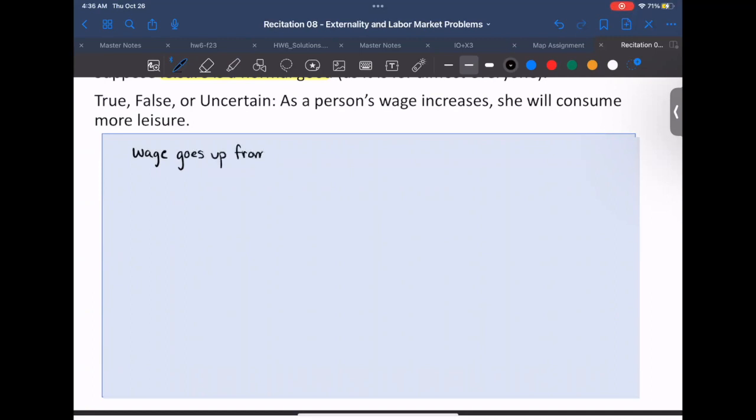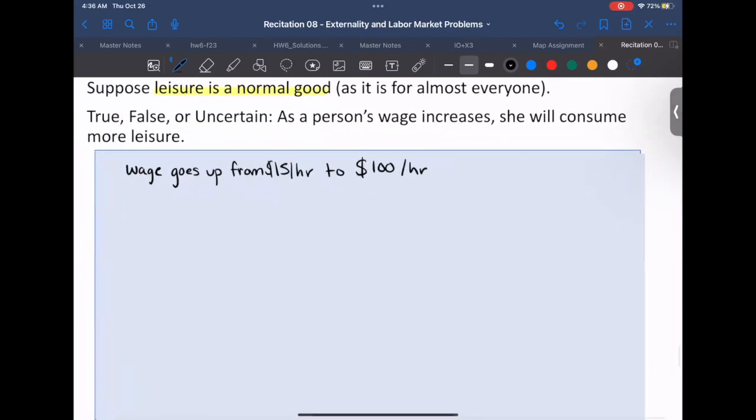From $15 an hour to $100 an hour. I had a super big pay raise. I got the promotion to end all promotions. So if I'm being paid hourly $100 instead of $15, well, one thing that happens is I can afford to work less.